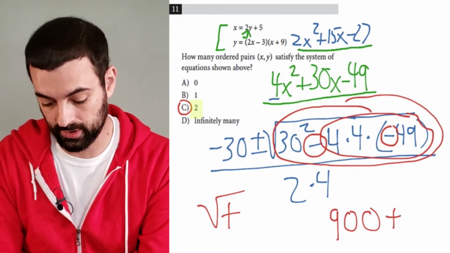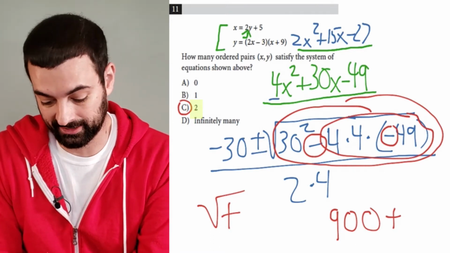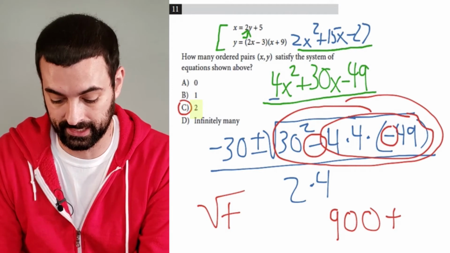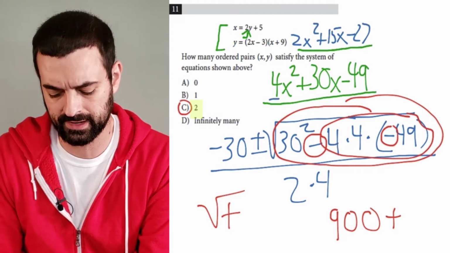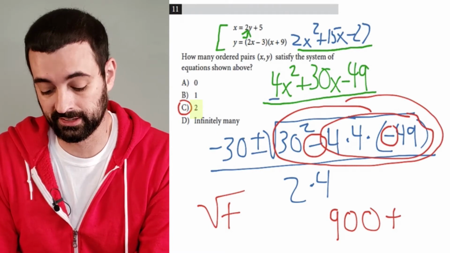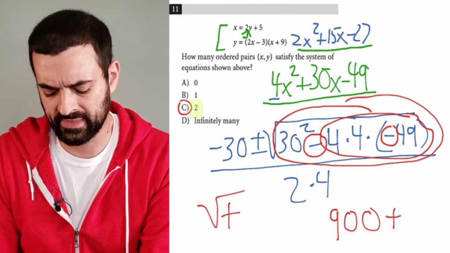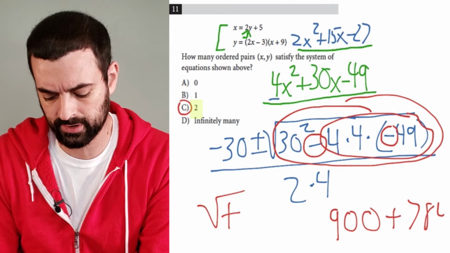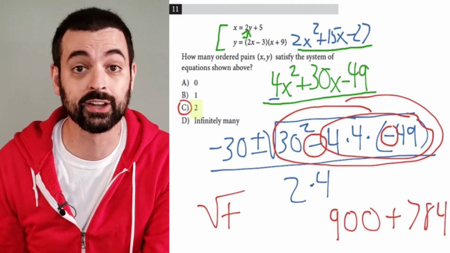For those of you who want, 16 times 49 is 784. If I'm wrong, it doesn't matter.